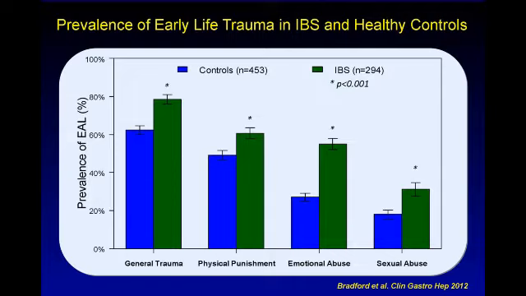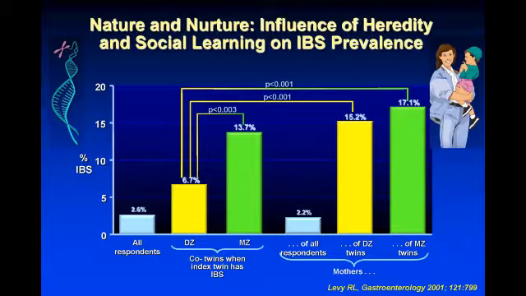We did a recent study where we looked at all different types of trauma, and it basically shows that it's higher in IBS patients versus controls. And this ranges from general trauma to different forms of punishment or abuse. I always show this figure because I think it's important.